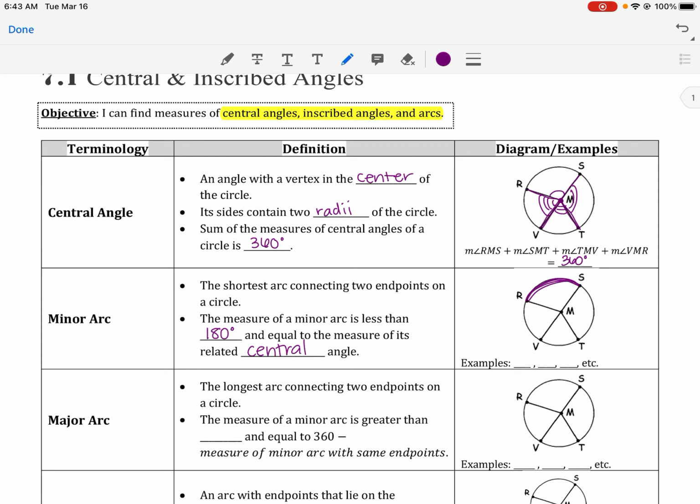The arc is the part of the circle, and usually there's a little line on top that represents an arc. Even V to T, see how it just connects straight there, is going to be a minor arc. Or like ST, RV, etc.